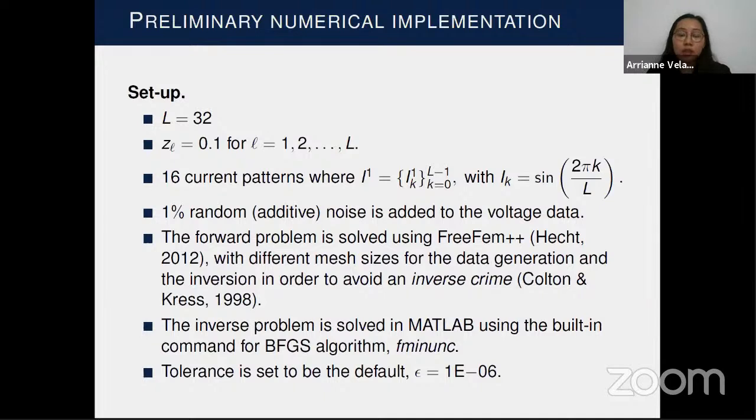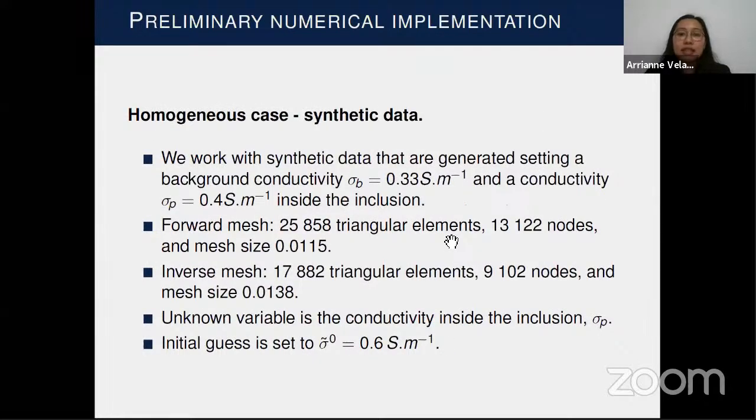The forward problem is solved using FreeFEM with different mesh sizes for the data generation and the inversion to avoid inverse crime. And the inverse problem is solved in MATLAB using the built-in command for the BFGS algorithm, fminunc. The tolerance is set to the default value, e to the minus 6. So we work with synthetic data that are generated setting the background conductivity to be 0.33 Siemens per meter and an inclusion conductivity of 0.4. So this is the homogeneous case.